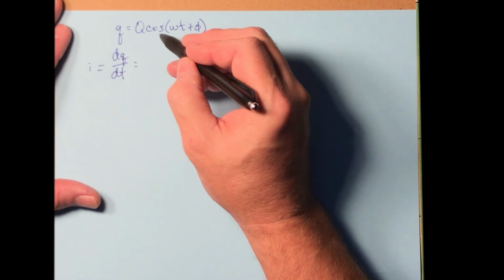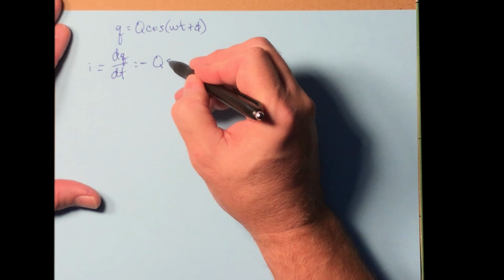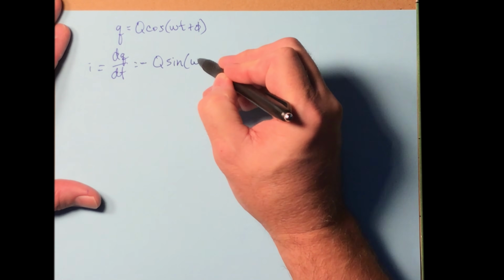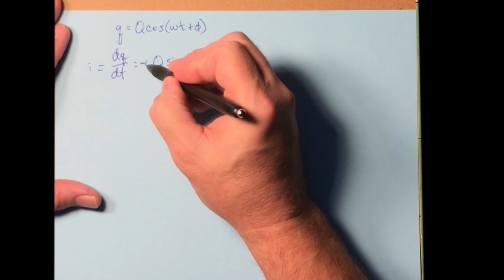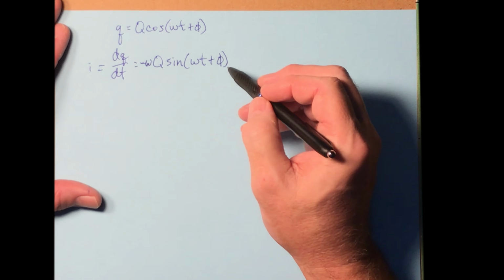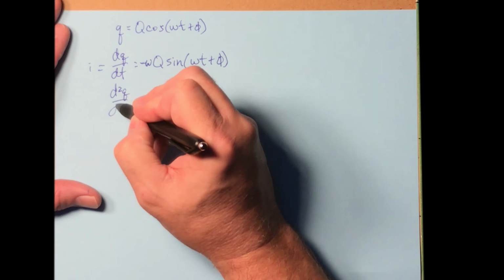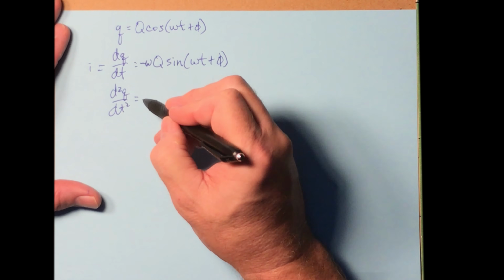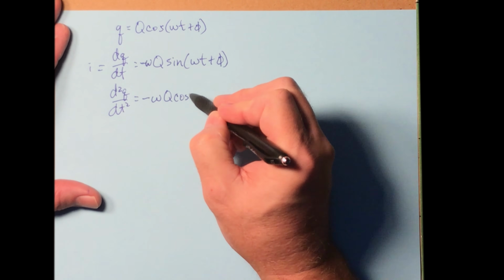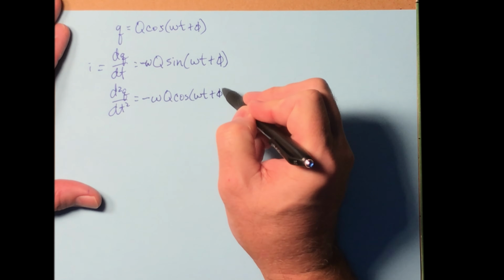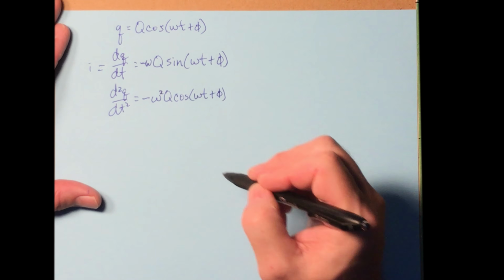That's going to be, let's see, big Q, cosine is going to be minus sine of omega t plus phi times the derivative of what's inside the parenthesis, which is just going to be omega. There, that's the first derivative. And now let's take the second derivative. Well, it's going to be minus omega Q, sine is just cosine, omega t plus phi, multiplied by the derivative of what's inside, which is another omega, so that changes that to omega squared.